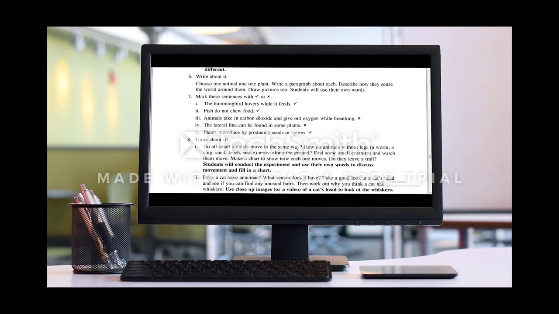Make a PowerPoint presentation about your favorite, or the strangest, plant and animal. Describe how they sense the world around them. Draw the picture too. You should do it on your own. Mark these sentences with tick and cross. The hummingbird hovers while it feeds. Tick, it's correct. Fish do not chew food. It's correct.